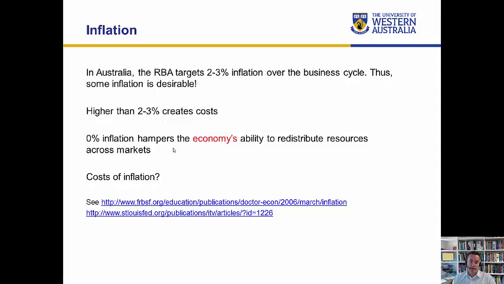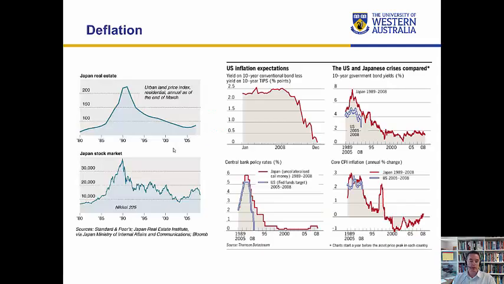Okay, so that's inflation. Moving on, we've got deflation now, and on the left I've got a chart which shows the Japanese real estate bubble and the Japanese stock market bubble forming in the 1990s as well. Now, this was due to a period of very loose lending standards in the banking system and a high degree of over-optimism about the future of the Japanese economy.